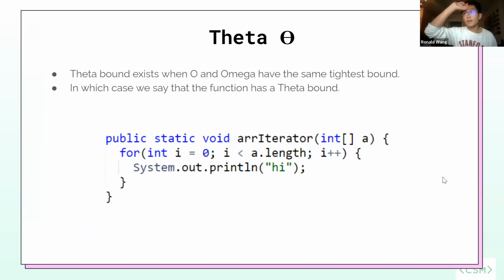Theta bound is a bit tricky because theta bound can sometimes not exist. We said that theta bound exists when O and omega bound have the same tightest bound, right? And so if O and omega bound meet, then theta bound exists. We can take a look at this function right here, right?